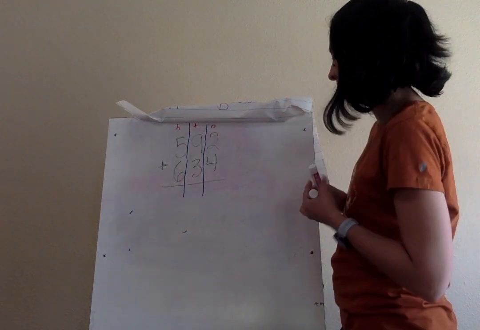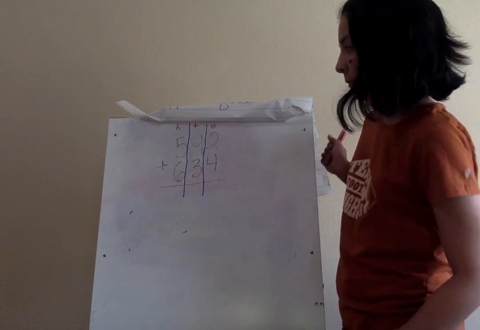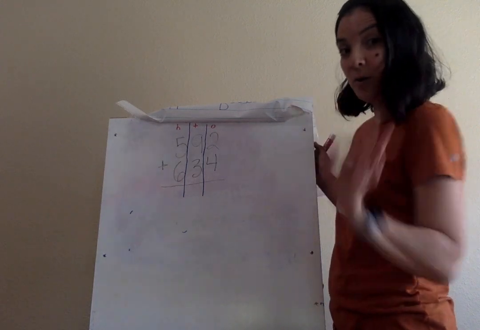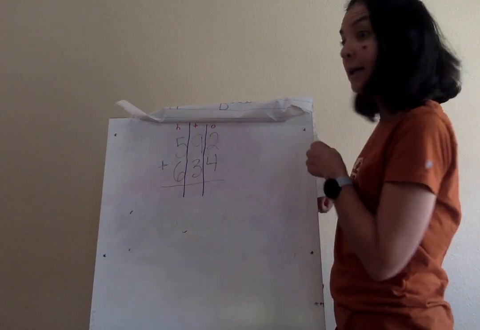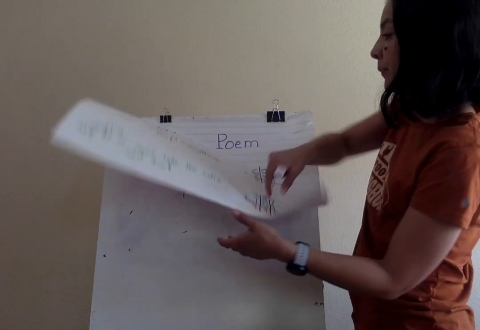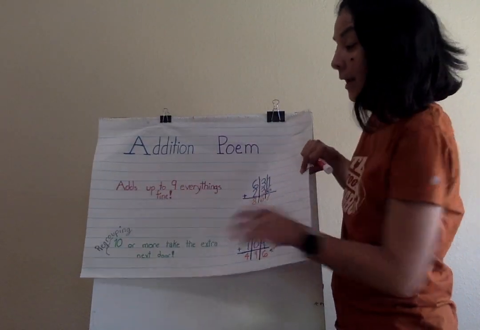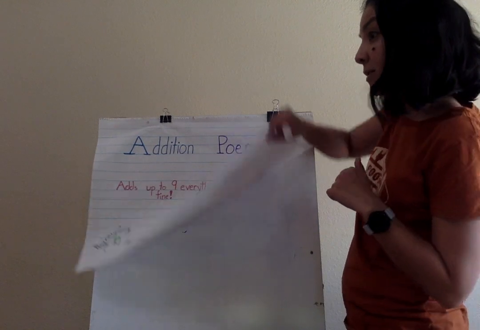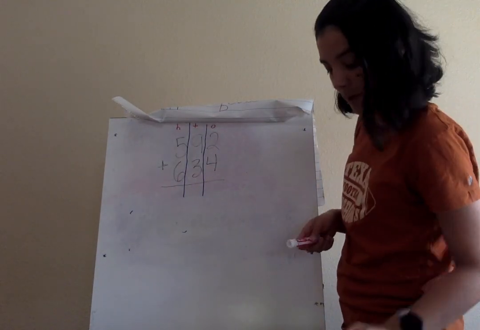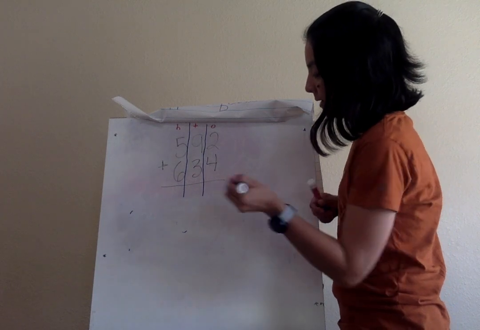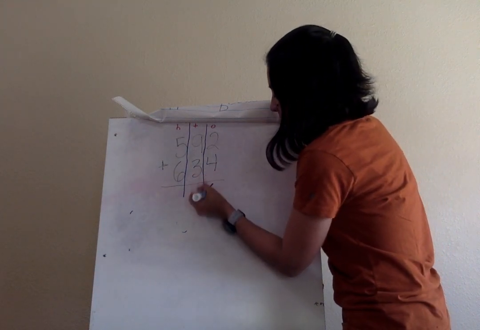So far, so good. Okay, I'm going to start where? Always my ones, right? So 2 plus 4 is 6. If I go back to my poem, adds up to 9, everything's fine. So 6 is less than 9, so I don't have to worry about that. So I can just write my answer. 6.